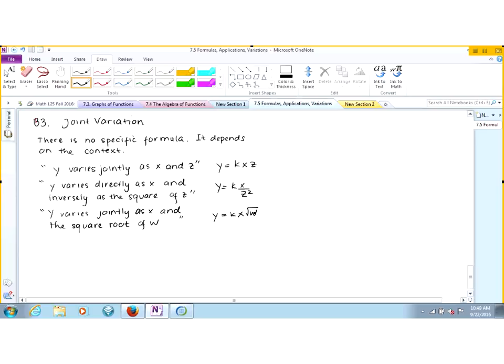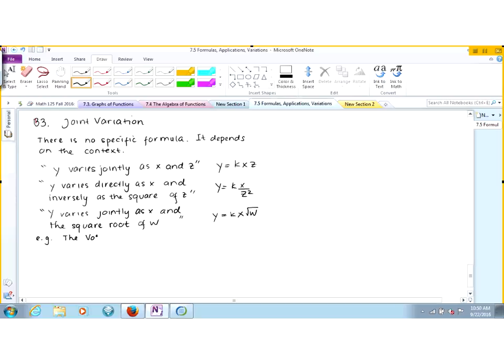So as I said, there is no specific formula. It depends on the context. Let me see where is this one. Okay. So this is joint variation. Maybe I should write it on a different page because this is long. Okay. Probably I could do it here.